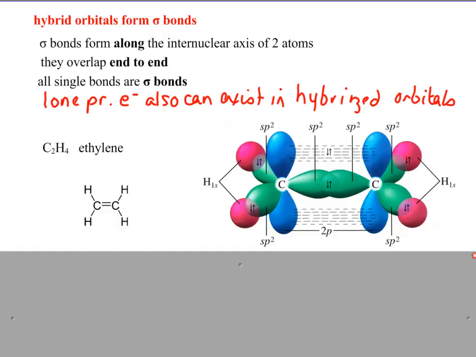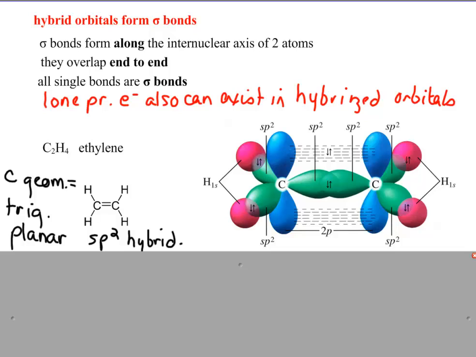So each carbon has 3 bonds. So its geometry is trigonal planar. If I have trigonal planar geometry, the hybridization of that carbon is sp2. That means that one s and 2 of the 3 p's on carbon get hybridized. One hybridized orbital forms a bond between carbon and one hydrogen. I've got the same type of arrangement between carbon and the other hydrogen.